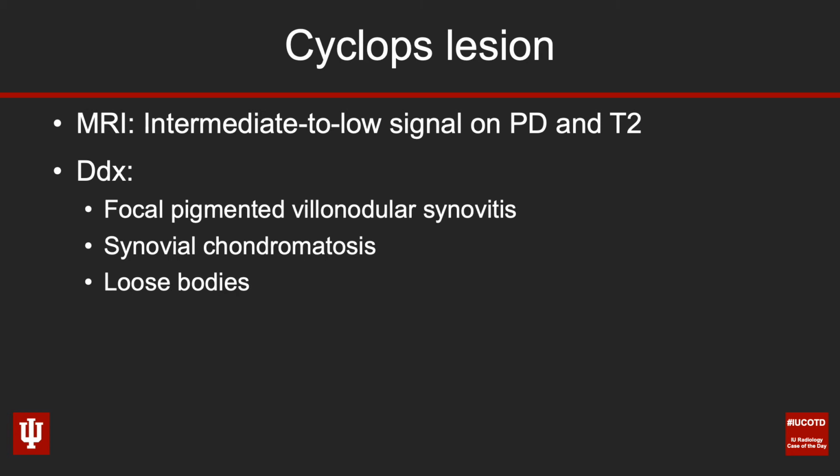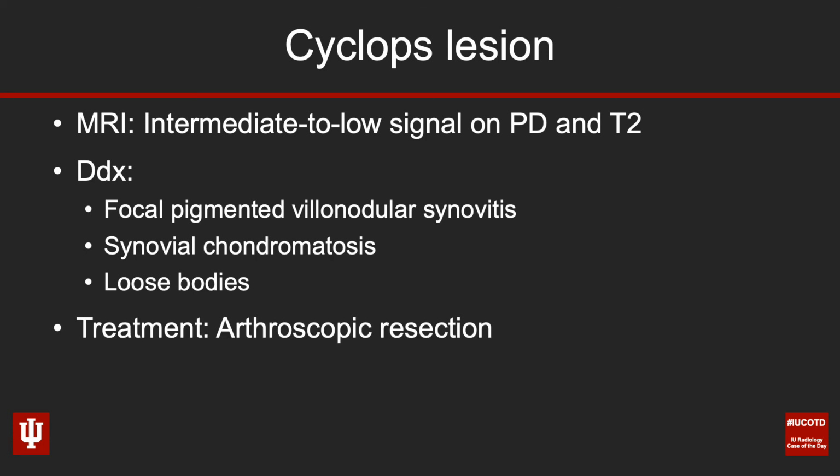Synovial chondromatosis and loose bodies can also be located in the anterior intercondylar notch, but knowledge of the patient history and careful scrutiny of the images can readily distinguish the entities from one another. Cyclops lesions are treated with arthroscopic resection, as physical therapy has not been shown to help.